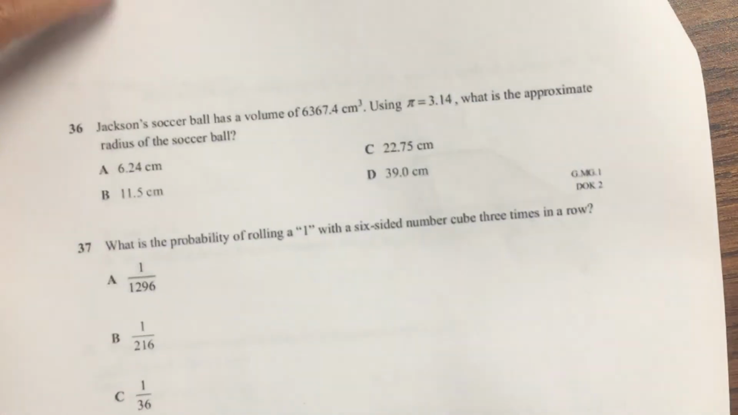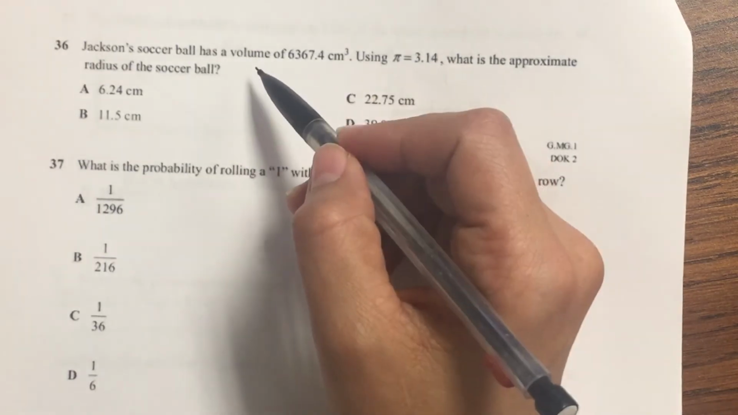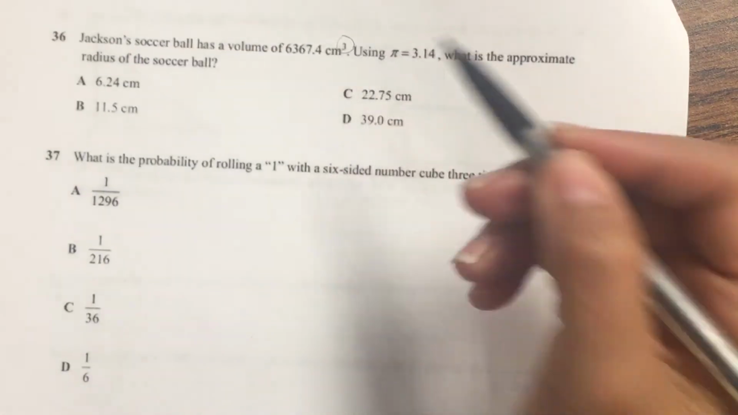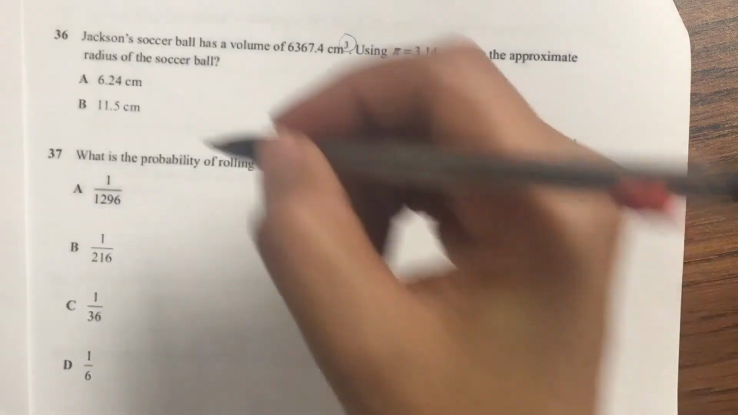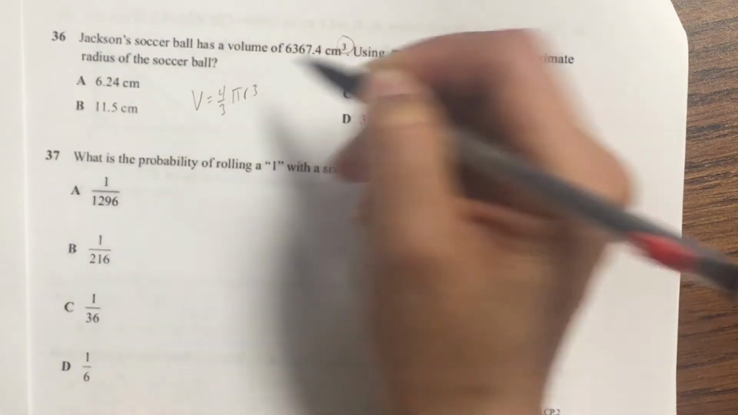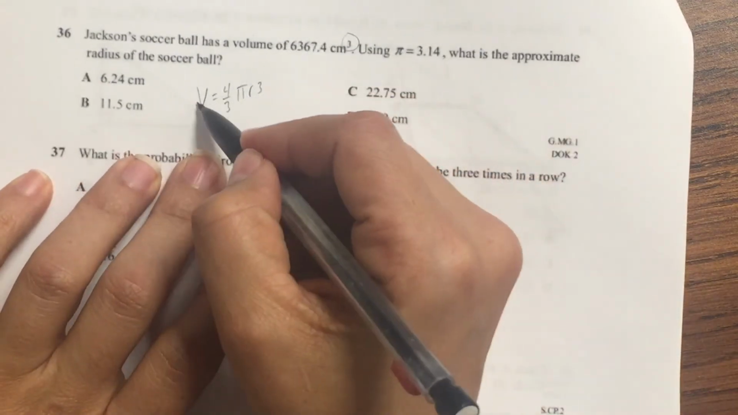All right, Jackson's soccer ball has a volume of... so this is a sphere, right? So find your formula sheet, and you're thinking cubed, you're thinking volume. So sphere, and write it down. So volume equals 4 over 3 pi r cubed. So it has that volume, so that goes where the V is.